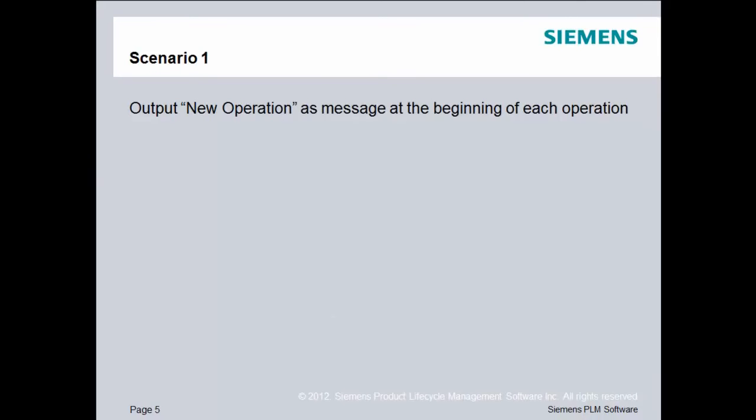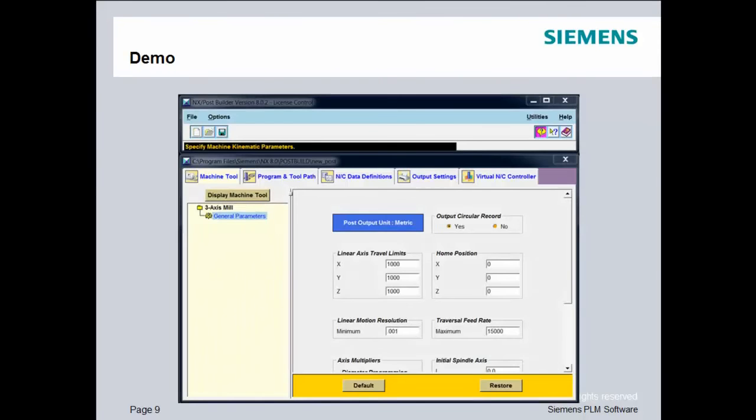So in our first scenario, we want to output the words new operation in all caps as a message at the beginning of each operation. Let's get started.